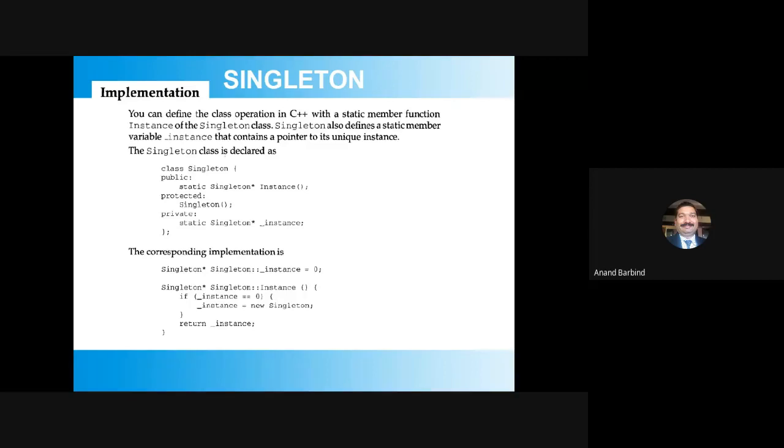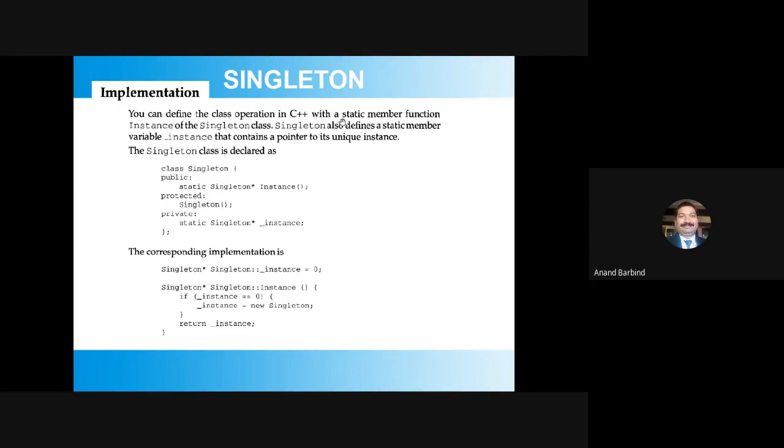This is the way you can create the singleton class, which will allow you to create only one instance of that particular class. You can define a class in C++ or in Java with a static member function instance, and the class name can be singleton.